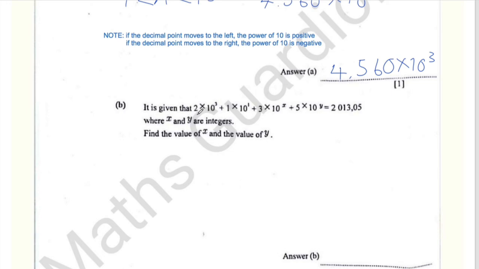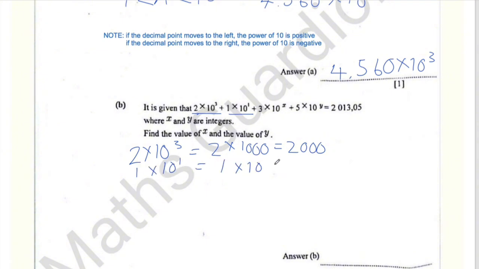So here you can see that the first two numbers can be expressed as normal numbers. So 2 times 10 to the power 3 is the same as 2 times 1000, which is equal to 2000. Then the next number, 1 times 10 to the power 1, is the same as just 1 times 10, which is equal to 10. And if we add the two numbers, 2000 plus 10, we get 2010.